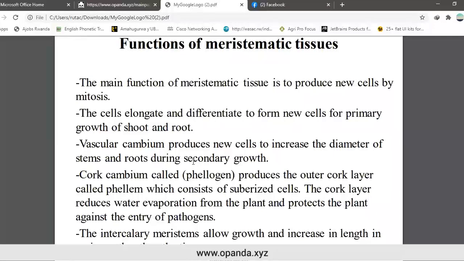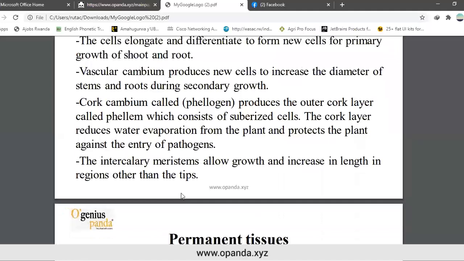We have cork cambium, called phellogen, which produces the outer cork layer called phellem, which consists of suberized cells. The cork layer reduces water evaporation from the plant and protects the plant against the entry of pathogens. This is the cork cambium. We are in functions of meristematic tissues. The intercalary meristems allow growth and increase in length in regions other than the tips.